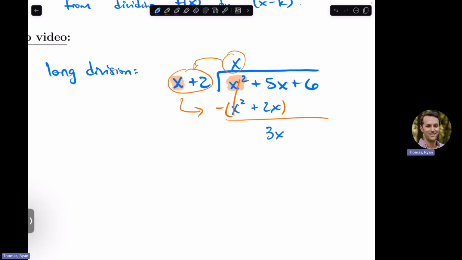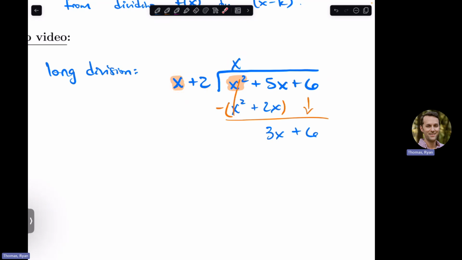And then I'm also going to carry the next term down, or just think about it as subtracting 0 from 6. So I get 3x plus 6 left that I still need to account for or figure out if this thing is going to divide into this thing. So that's one step of the algorithm, and then we just do it again.